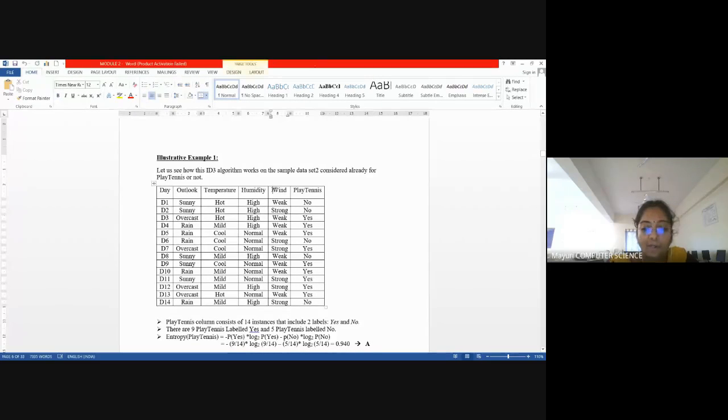Now I am calculating it for only wind. You see what all the wind values are there? How many values are there for wind? Unique values, weak and then strong. In this, again, I have to calculate the entropy of wind with respect to play tennis. In the info gain formula, I have to calculate the total entropy. Total entropy I have done already, 0.940. But now I have to calculate the entropy of wind with respect to play tennis, with respect to the target concept.